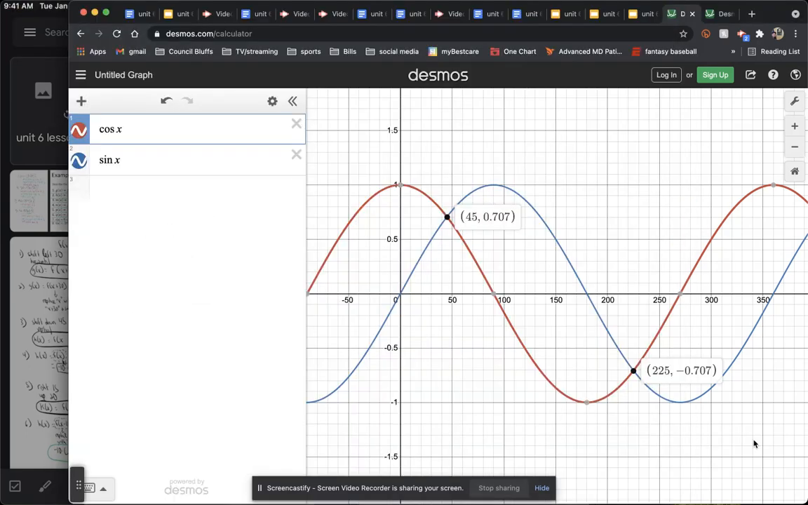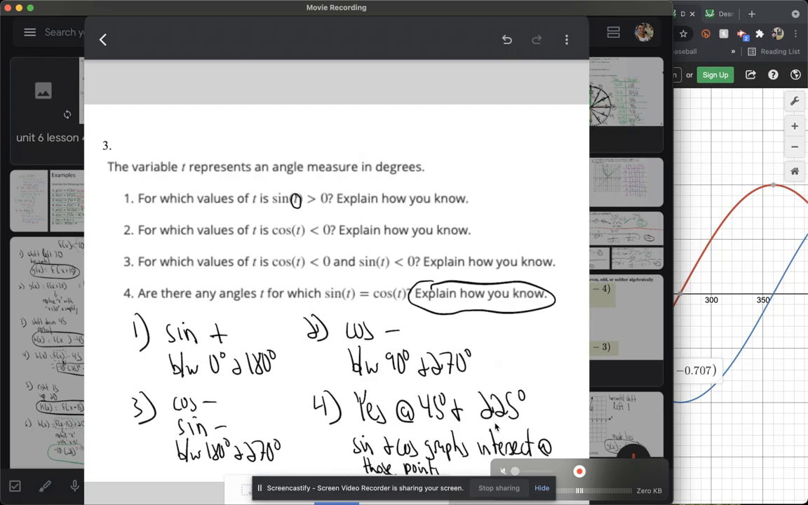What angles? They're going to be at 45 degrees and 225 degrees. How do I know? Explain how you know. Because the sine and cosine graphs intersect at those points.